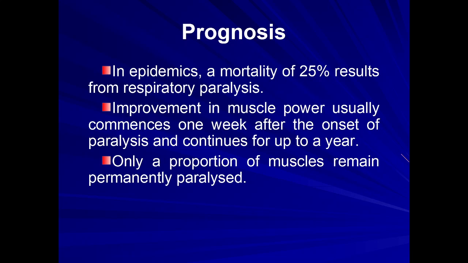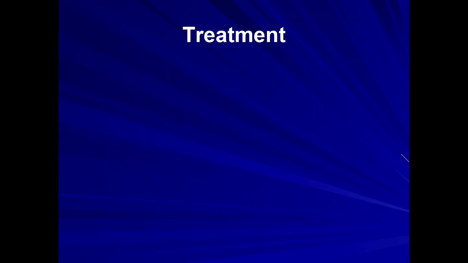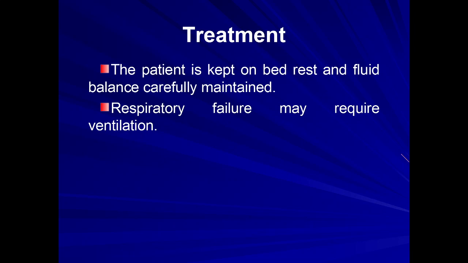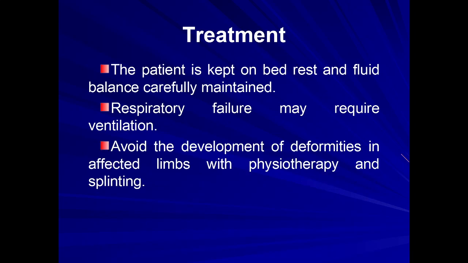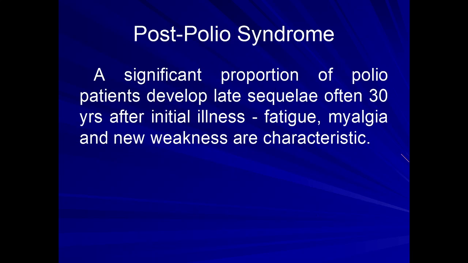Only a proportion of muscles remains permanently paralyzed, and in the affected limb, bone growth becomes retarded with shortening and thinning of the extremity. The patient is kept on bed rest, with fluid balance, and respiratory failure will require lung ventilation. Development of deformities is an important issue and will need physiotherapy and orthopedic assistance. And we try to control symptoms while the infection runs its course.